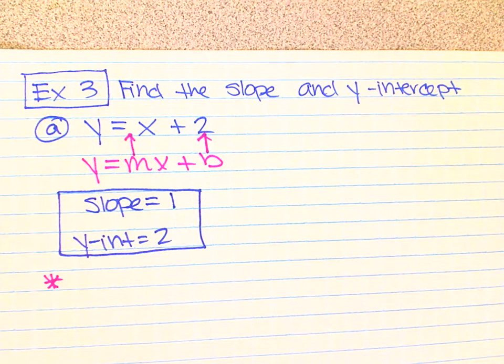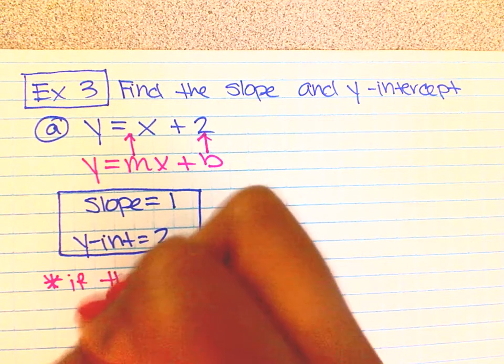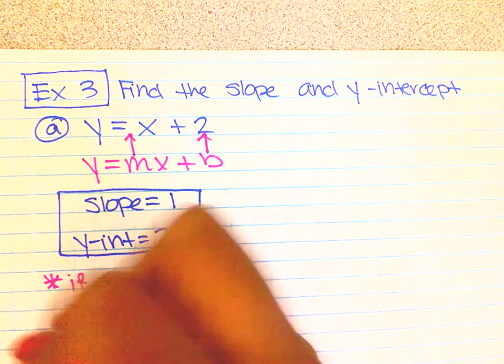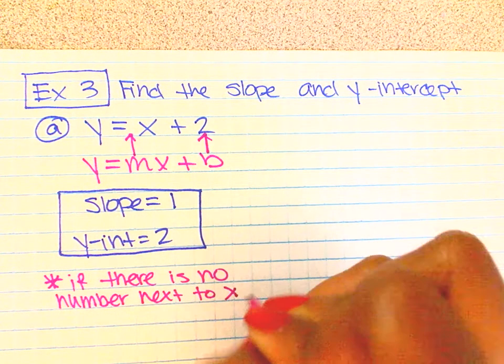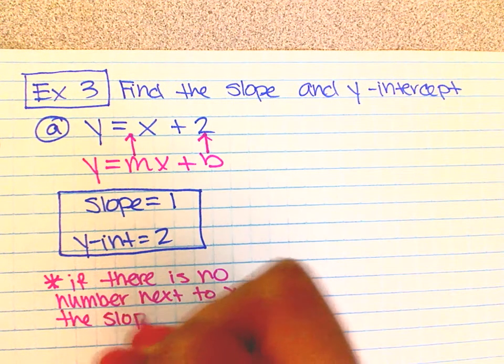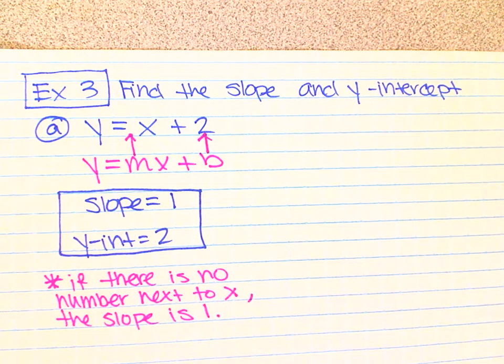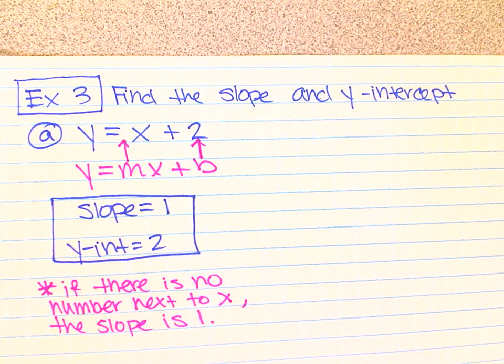I'm going to make myself a note right here. If there is no number next to x, the slope is 1. Make yourself a note. If you're like, there's no number in front of x, what do I do? Yes, there is. There's that invisible 1 in front of x. If it was negative x, what would the slope be? Negative 1. If it was negative x, it'd be negative 1. Very good. Very easy. They're just asking you to identify it in the problem.